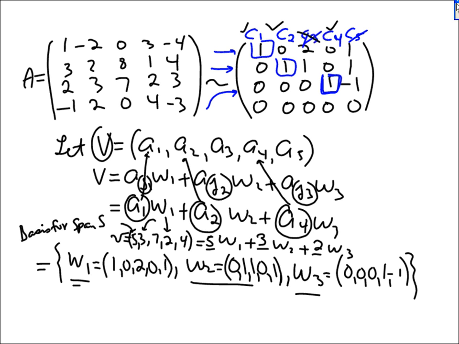You may say, well, what's W1? What's W2? What's W3? They're the vectors that form the basis for V, which was the span of S.